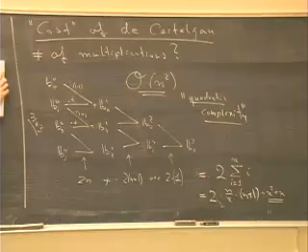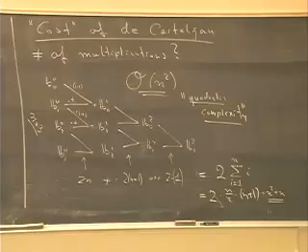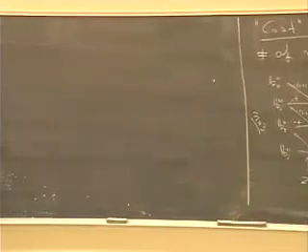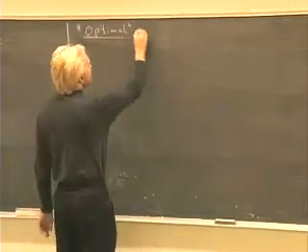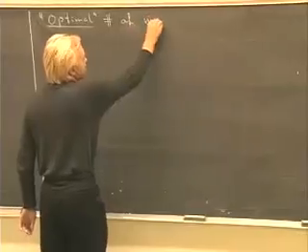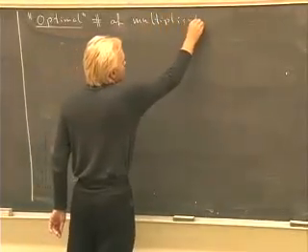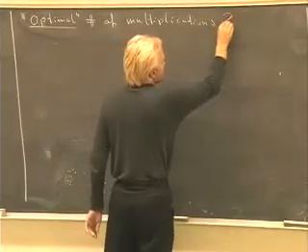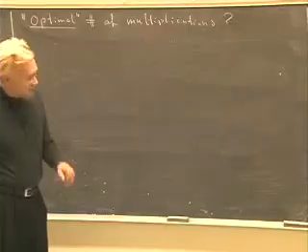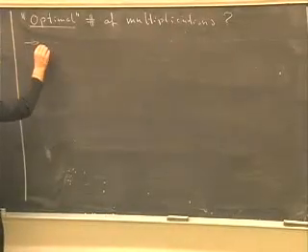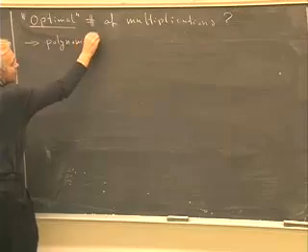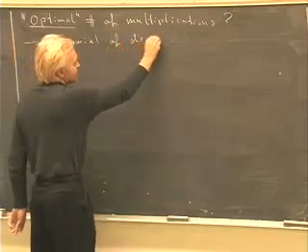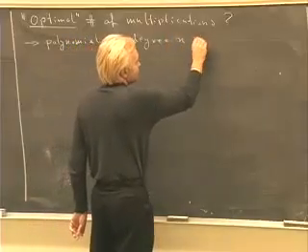Speeding things up. So the optimal number of multiplications is what? Let's go back to a polynomial of degree n in so-called monomial form.